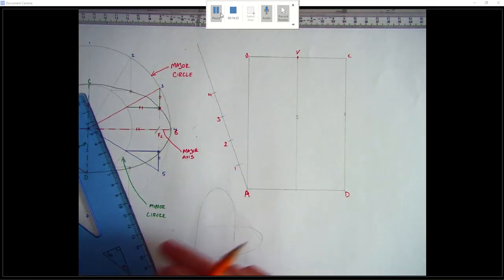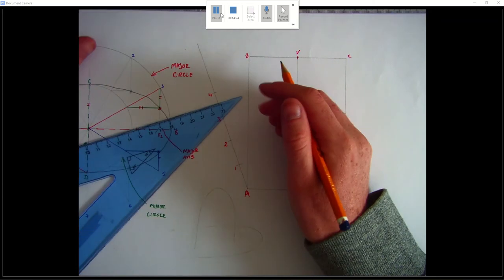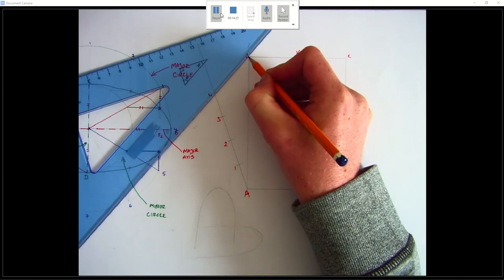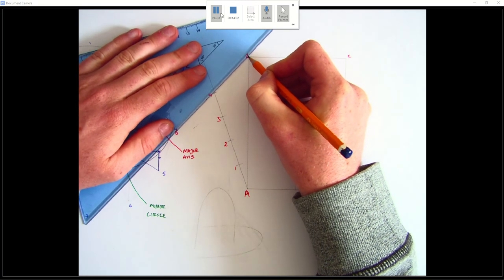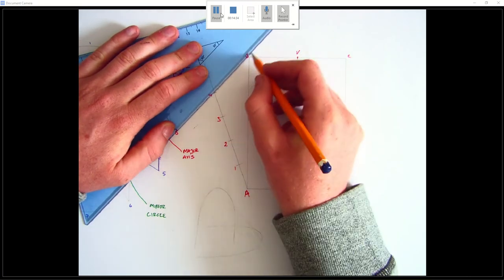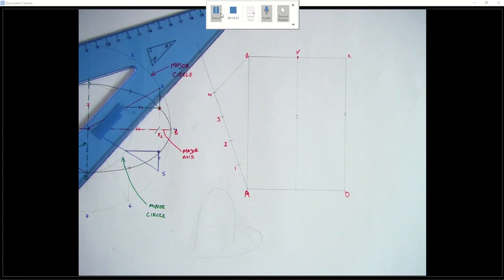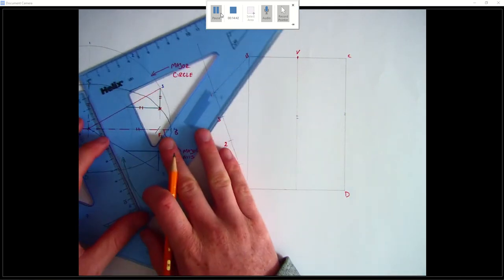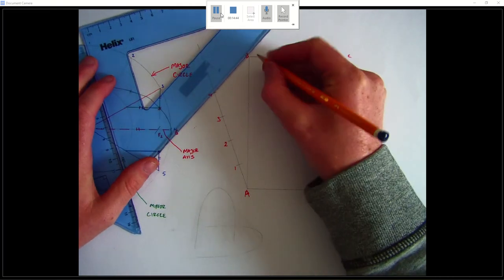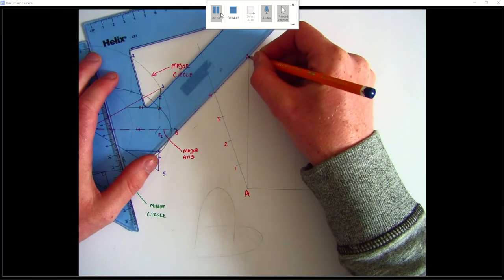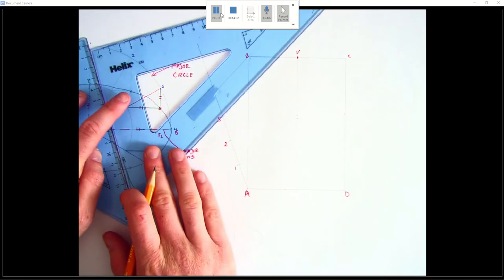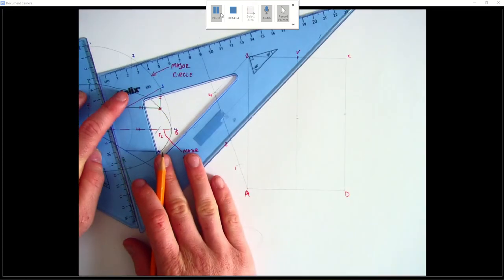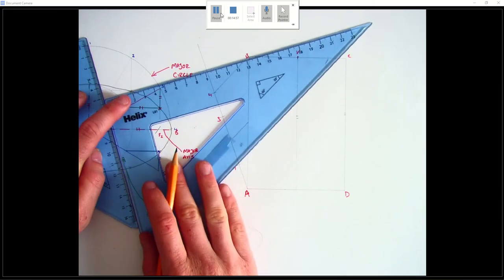Now, on the 4th point, because I want to divide into 4 parts, I'm going to join that line back to the other end of the line, like that. And now I want to use my sliding set squares in order to draw parallel lines to this from each of the points. So from point 4, I'm going to get my other set square, line it up, and draw lines parallel from each point until they reach that line.